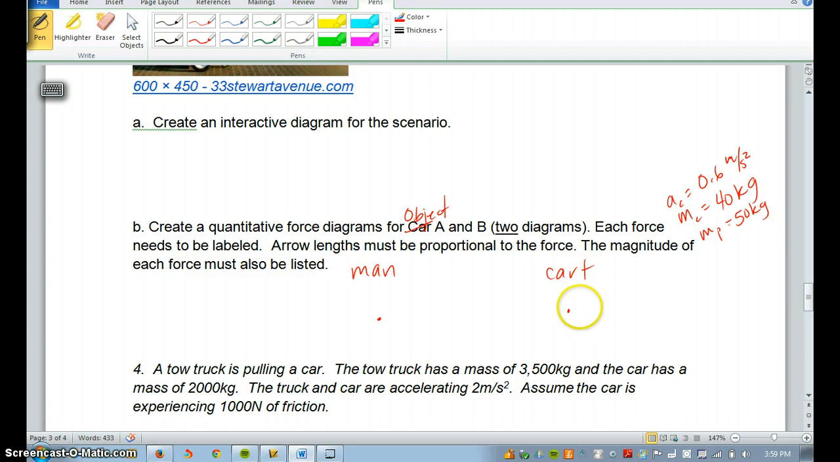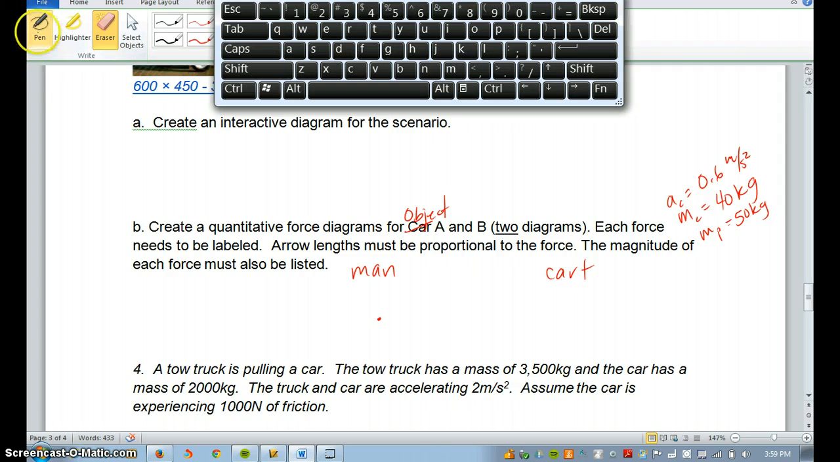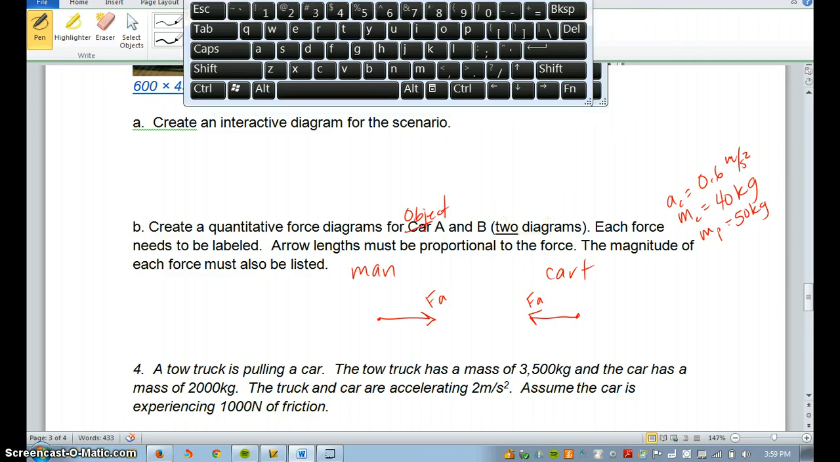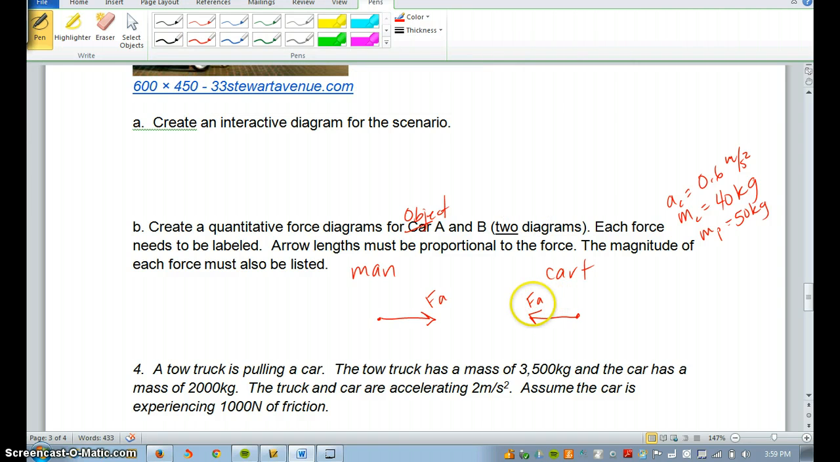And if I look at the cart, it is being pushed this direction. So in this case, the man is pushing, let me erase this. Looks like the man is pushing the cart forward. As a result, the cart is being pushed back. So I know my FA force is this direction. My FA force for the man is that direction because he's the one doing the pushing. So I'm going to label that FA cart to man. This is FA man to cart.